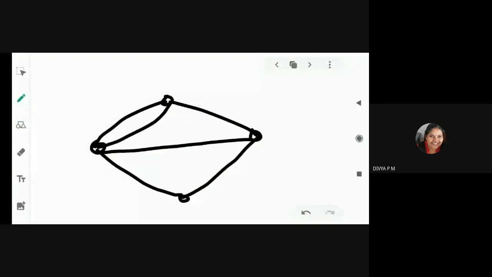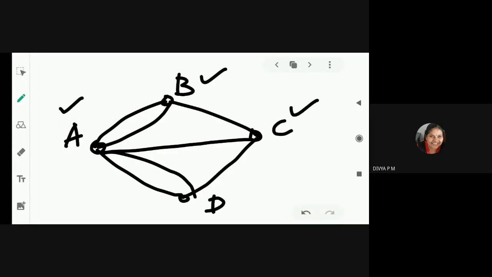There are two bridges here. So let me call the land areas A, B, C, D. Now let us see, AB is the edge E1, and another edge is there, E2. So here A and B act as the end vertices of two edges.